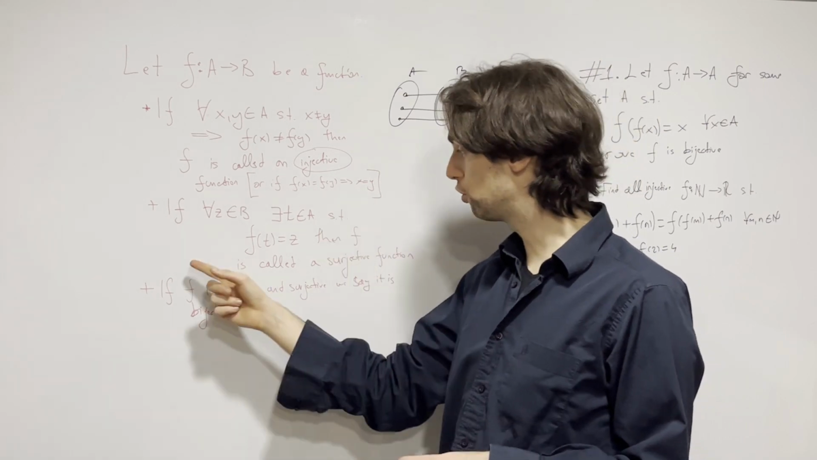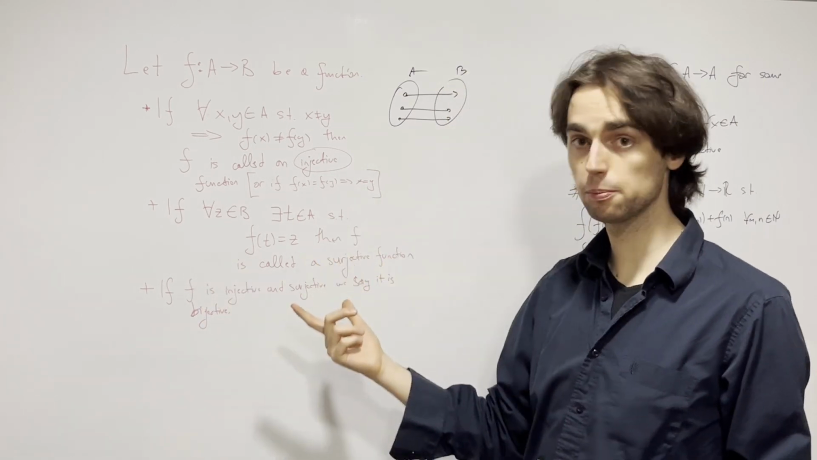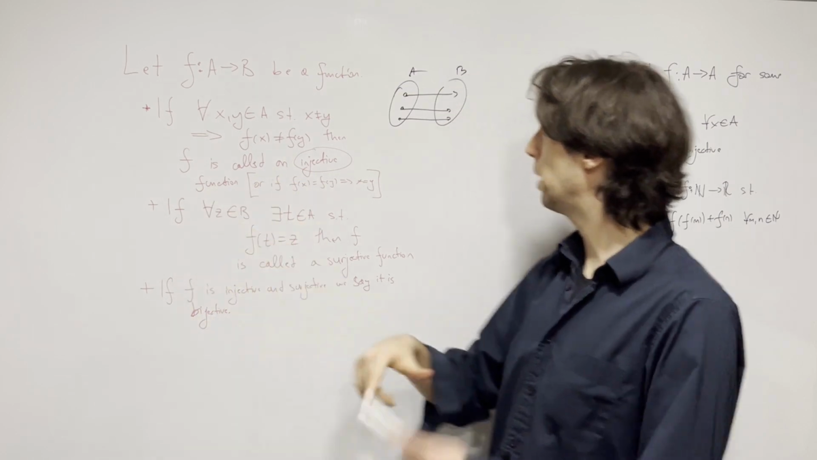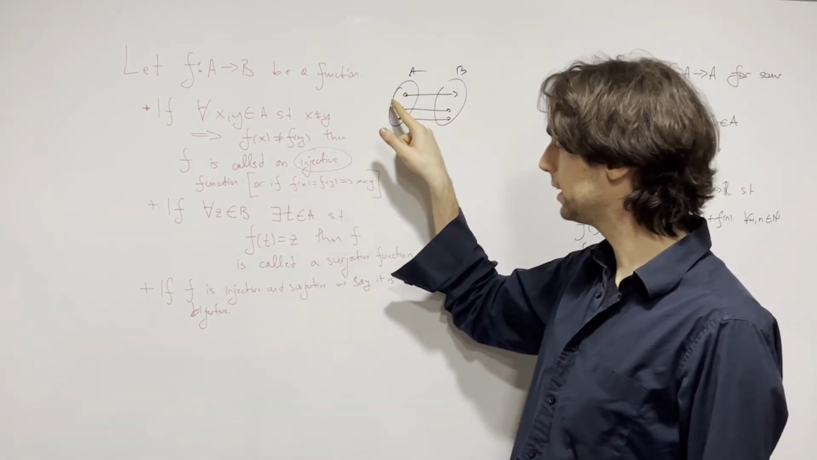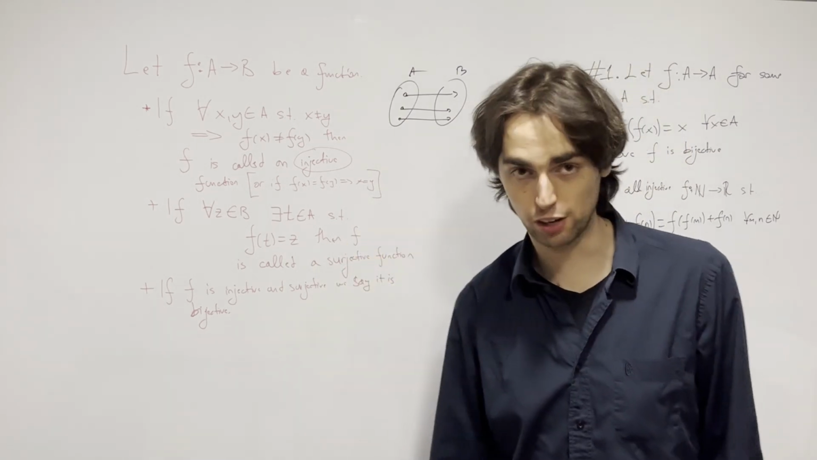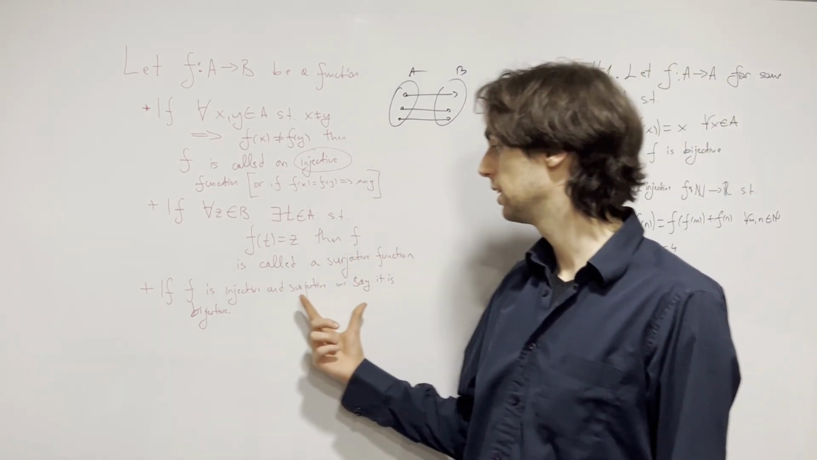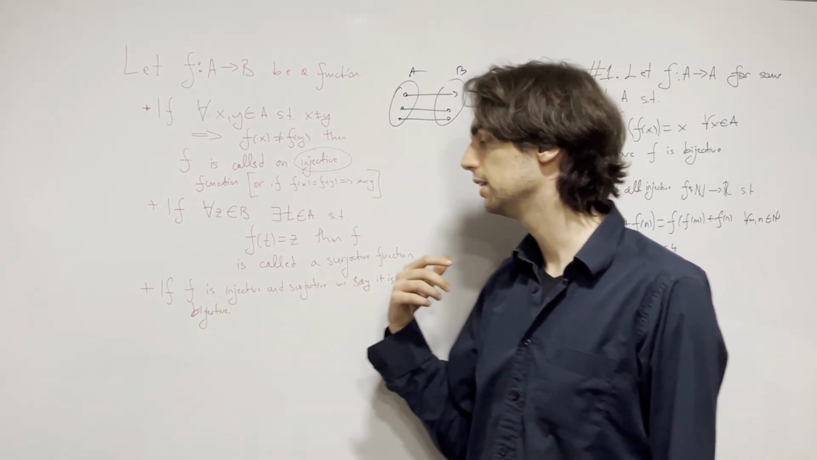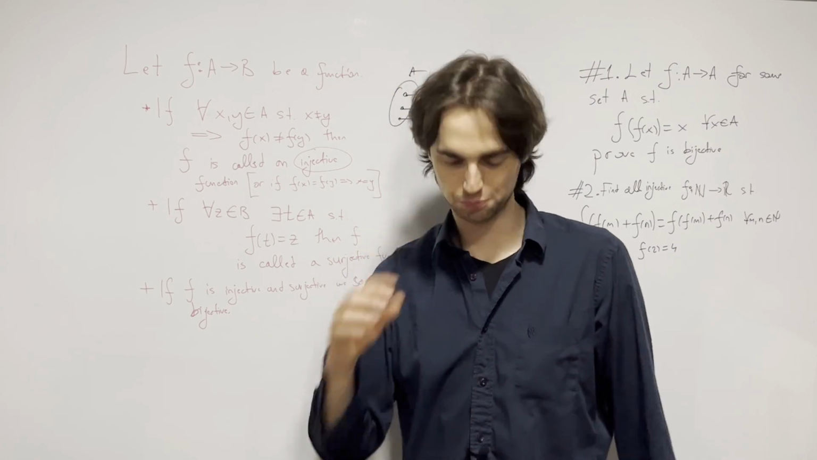Now, on the other hand, if for every element in B there is something in A which maps to it, that function is called surjective. And if f is both injective and surjective, then it is called bijective.